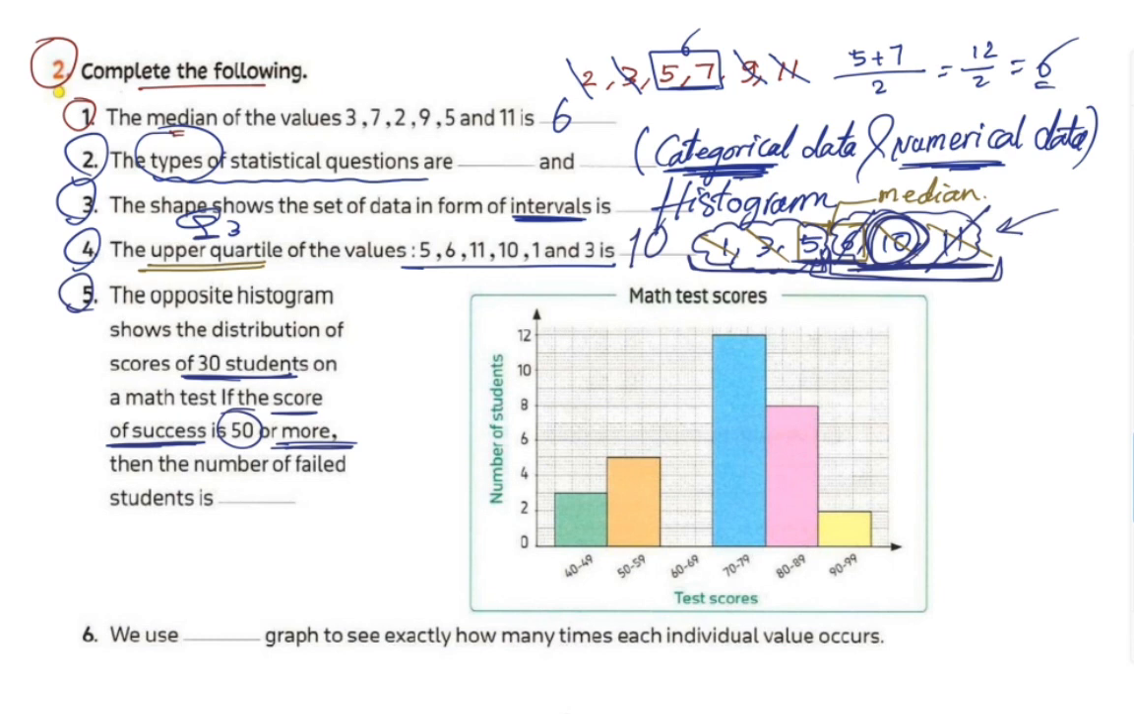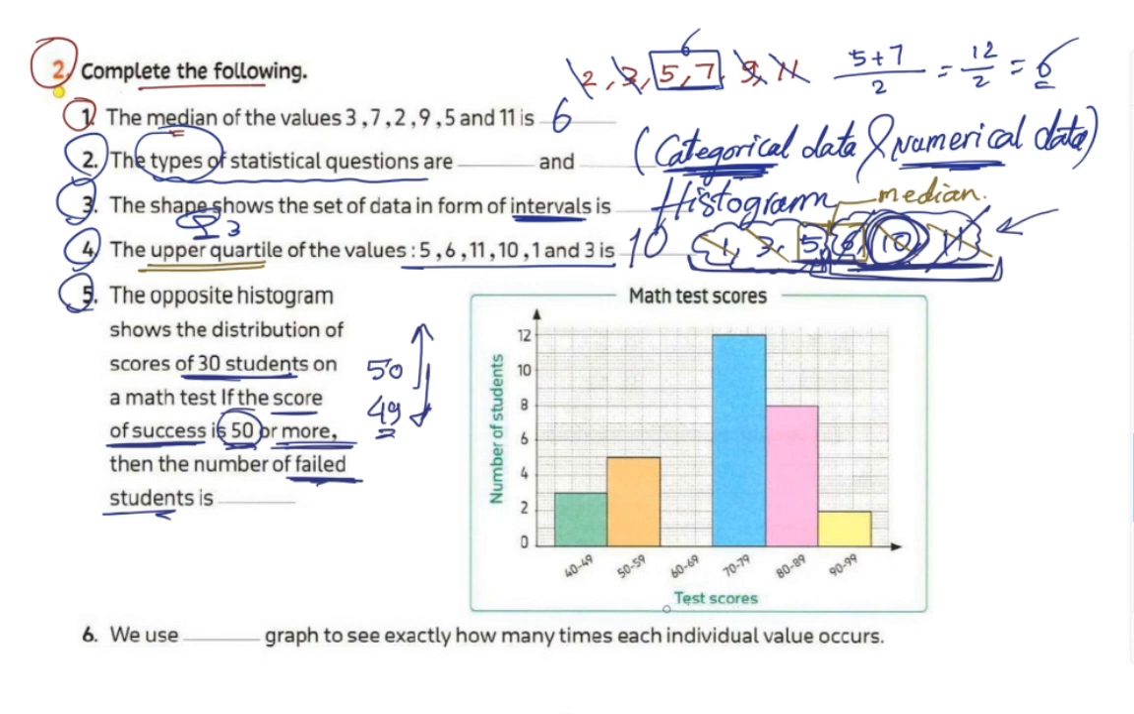Okay, now I need 50 and more. Then the number of what? Of failed students. Failed students, it's less than 50. To succeed, you need 50 and more. To fail, less than 50. Less than 50 starts with 49. So less than 50, you have failed. I need the number of failed.